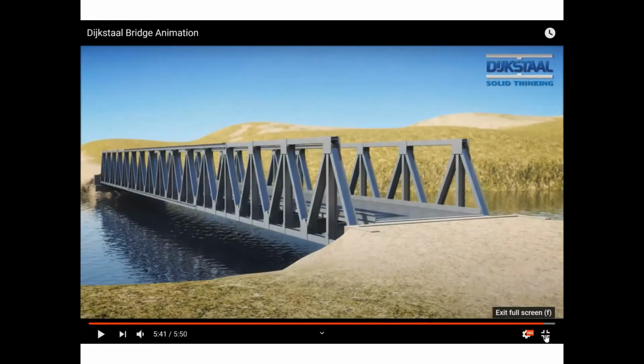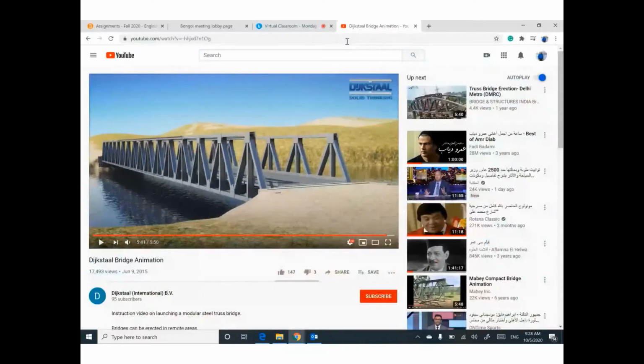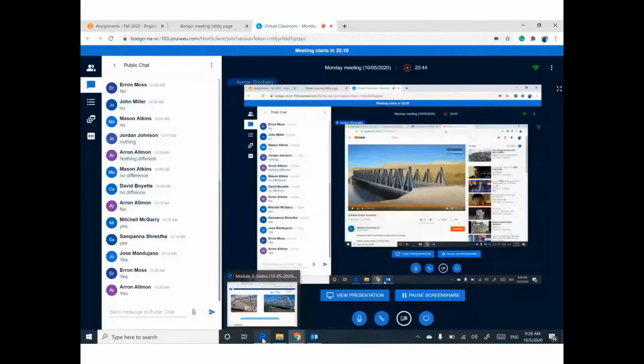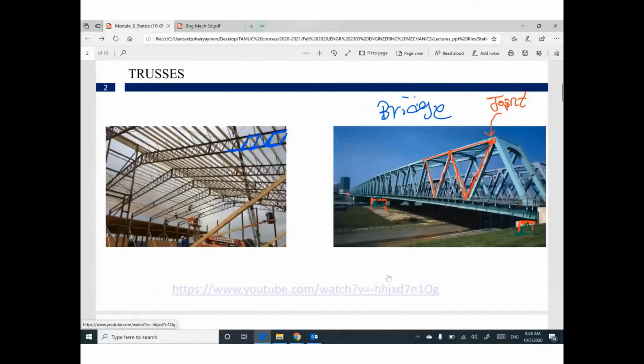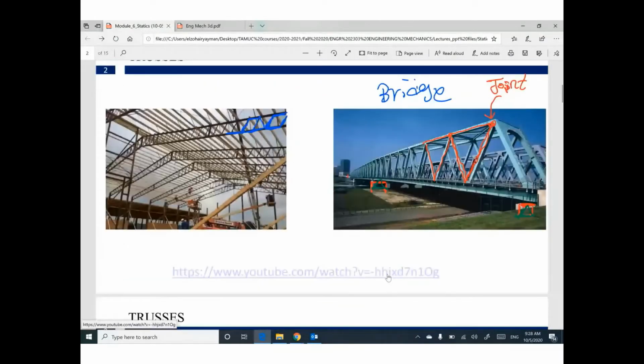So what do you think? Interesting. The link for the video is available in your PDF files. You can watch it later many times. Okay? So keep in mind, truss means members connected together to form this structure. And finally, this structure is supported by supports.